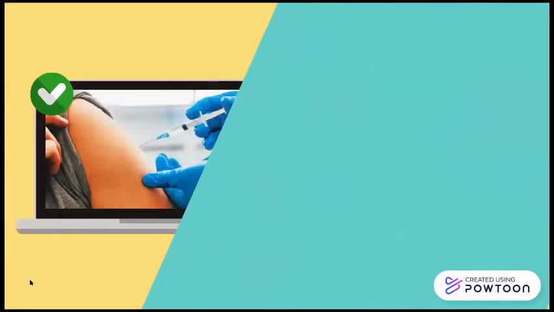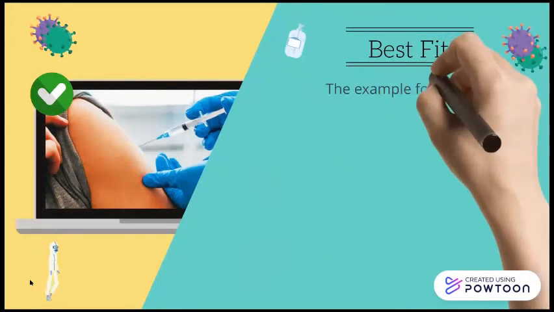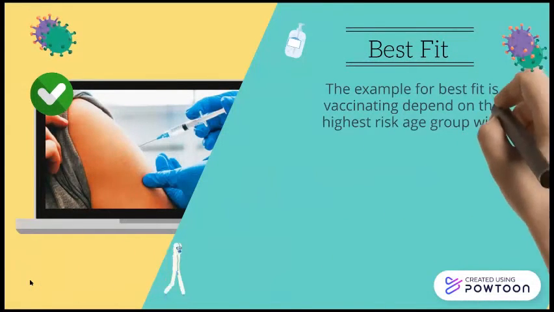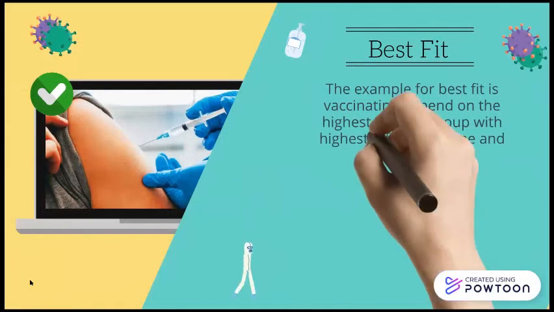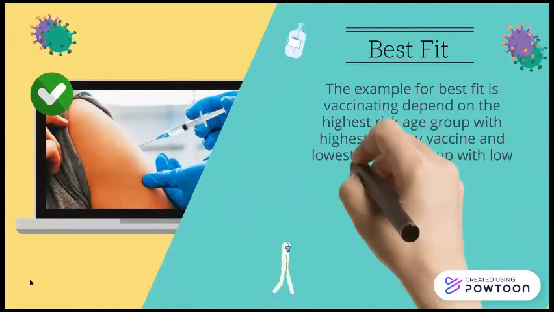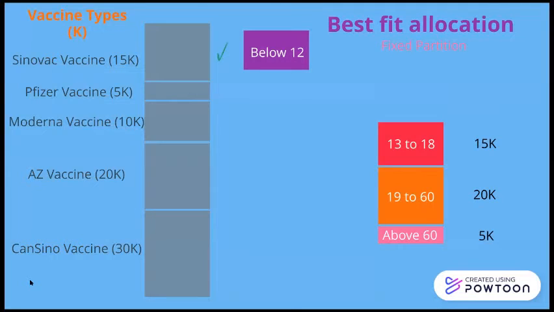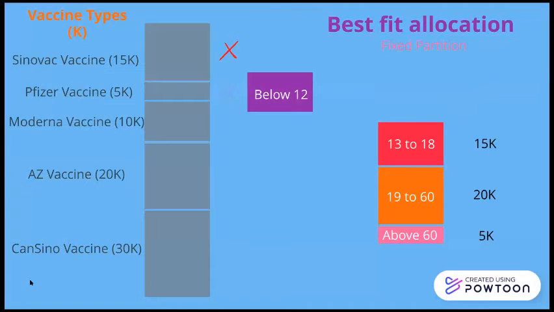The example for Best Fit is vaccinating depending on the highest risk age group with the highest efficacy vaccine, and the lowest risk age group with low efficacy vaccine. Now we go to the same vaccine types and same age groups for the Best Fit allocation. Below 12 can fill in the block of Sinovac vaccine, but we need to try all. So we move on. The block of Pfizer vaccine cannot fill in below 12.